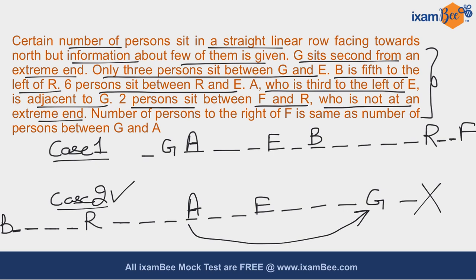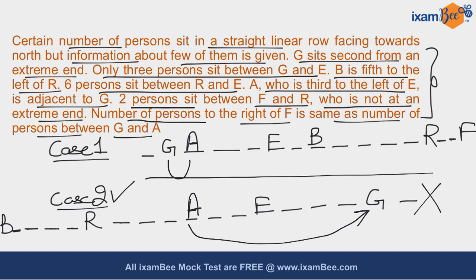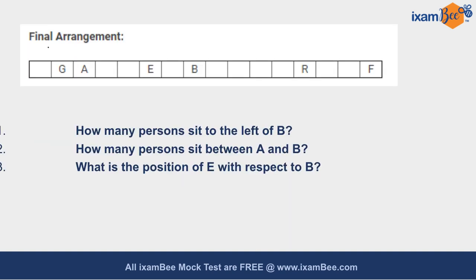Now it is given to you that the number of persons to the right of F is same as the number of persons between G and A. You know that there is no person sitting between G and A, so there is no one who is to the right of F. So this is your complete arrangement. Basis on this arrangement, you have to answer some questions. Let us discuss those questions. Now, this is your final arrangement. Basis on your final arrangement, you have to answer these questions.